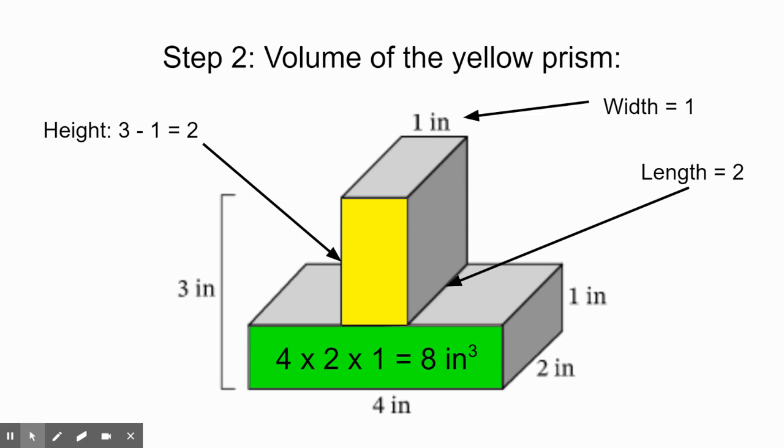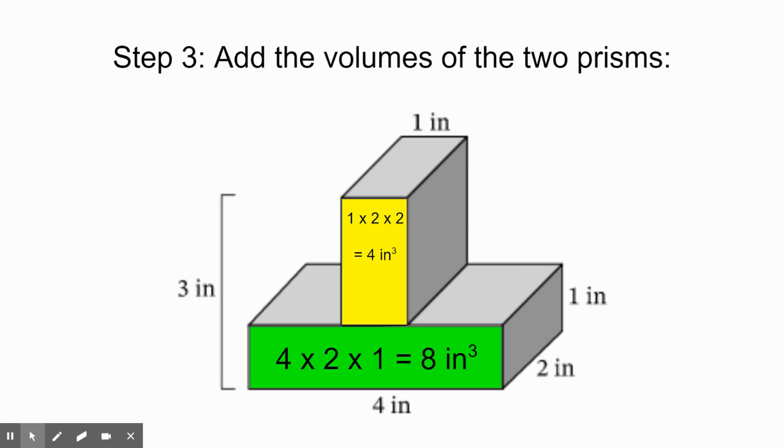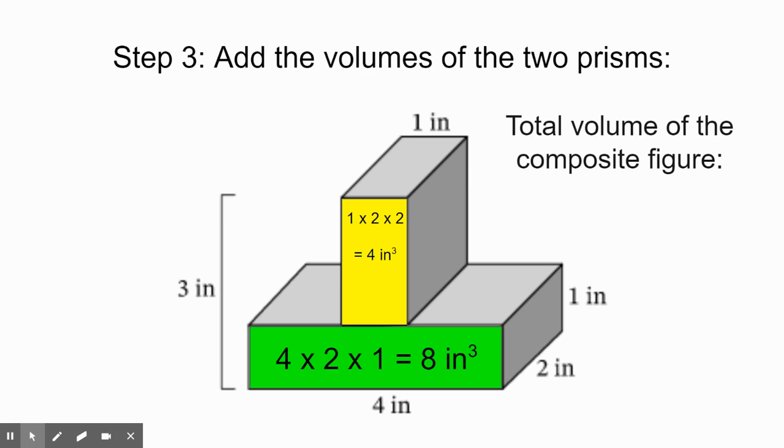Okay, now that we have all 3 dimensions for the yellow prism, it's time for you to figure out the volume. And the volume is 4 cubic inches because 1 times 2 times 2 equals 4. So now for the final step. We just need to add the volumes of these 2 prisms together. So what is the total volume of this composite figure? The total volume is 12 cubic inches. 8 plus 4 gives us 12.